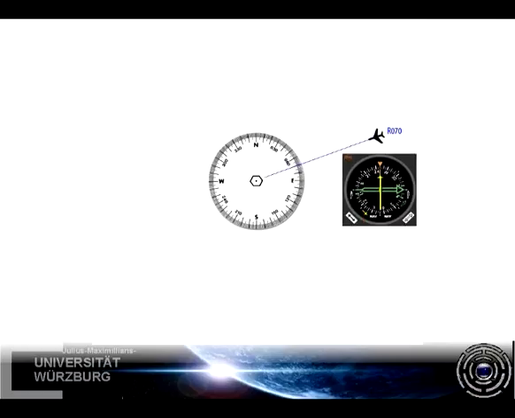Say we turn towards the station. This is what the indicator will have turned to. Obviously the bearing remains the same, it's just the heading that changes.